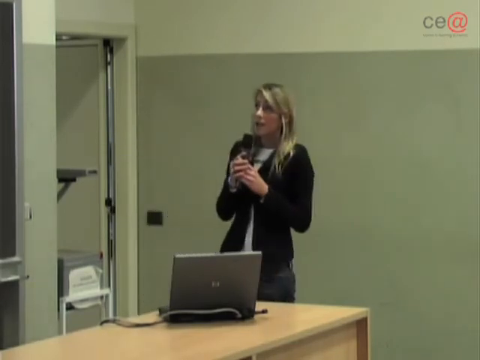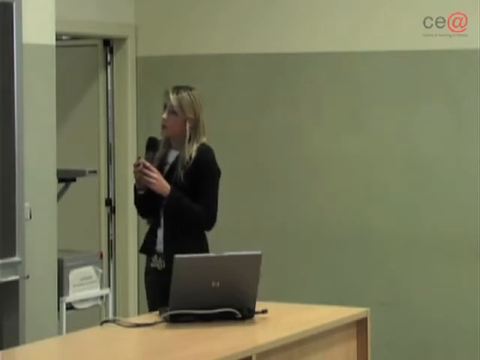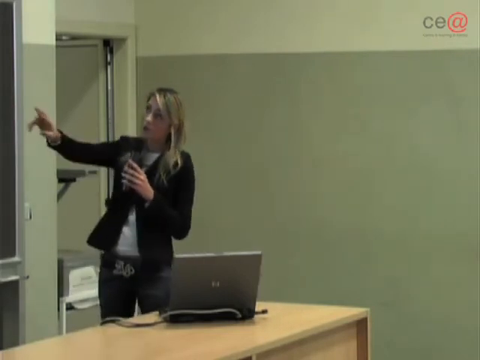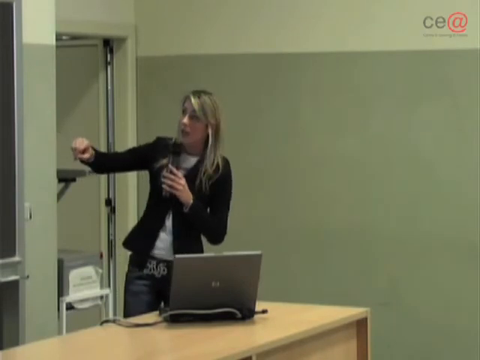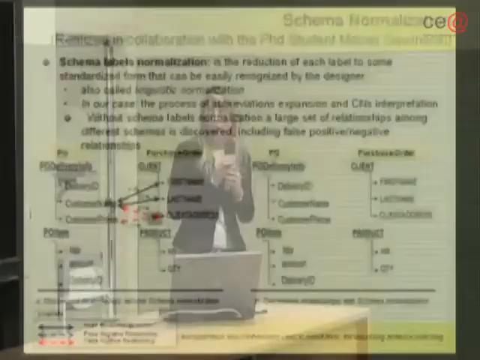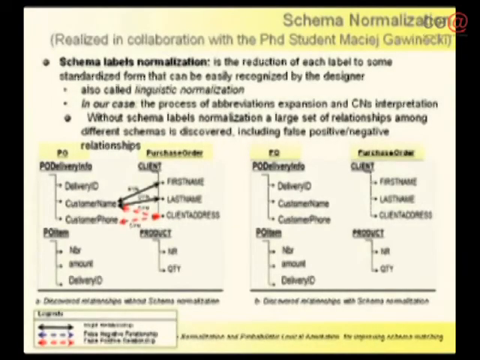To give an idea of the problem, this picture shows a simple example where we have two schemas that need to be integrated, PO and purchase order. Without schema normalization, we discover several lexical relationships among schema elements. In particular, we also discover a false positive lexical synonym relationship between the compound noun customer name and the compound noun client address, as the term customer is a synonym of the term client, but the whole meaning of the schema element customer name is not a synonym of the whole meaning of the compound noun client address.